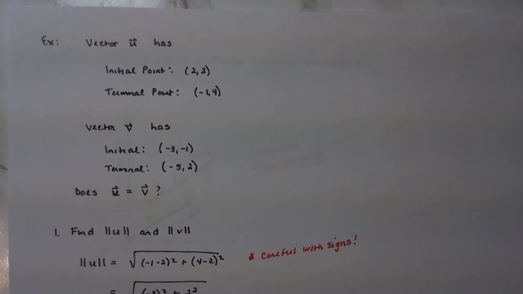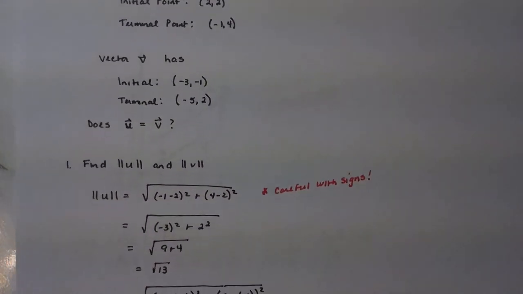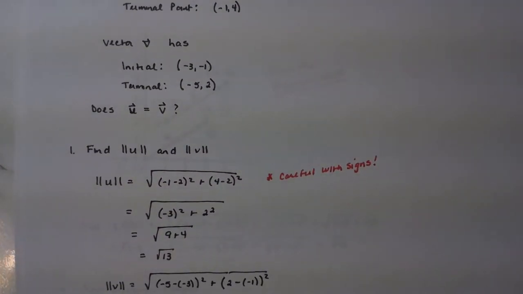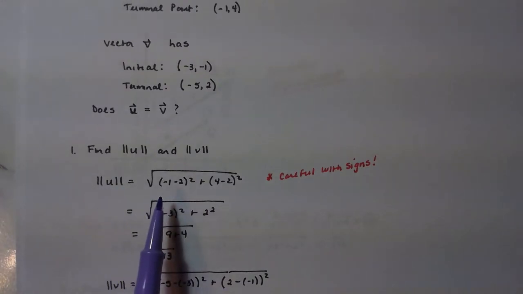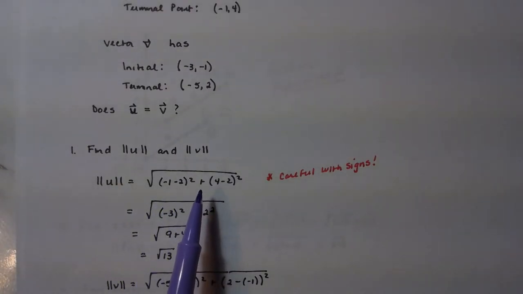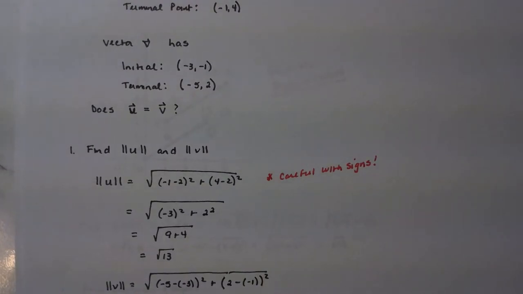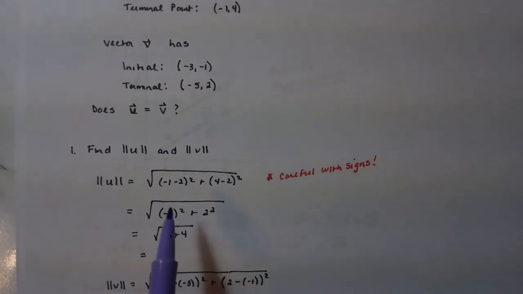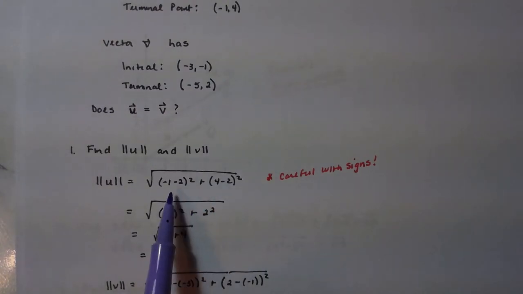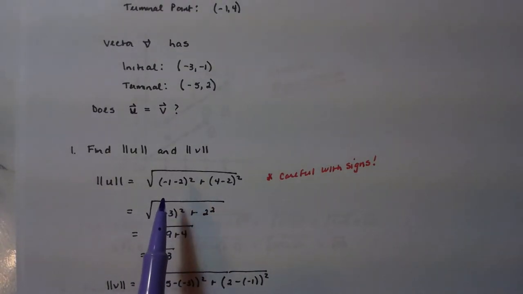Well, the first thing you want to do is find the magnitude of each vector. So for vector u, I put it in here. Now, I wrote this out extensively because it's on video, so that way kids can use it to help them. But I want you to be really careful with your signs. Remember, if the signs are the same, you're going to add and keep the same sign. And if the signs are different, you're going to subtract and use the sign of the bigger number.